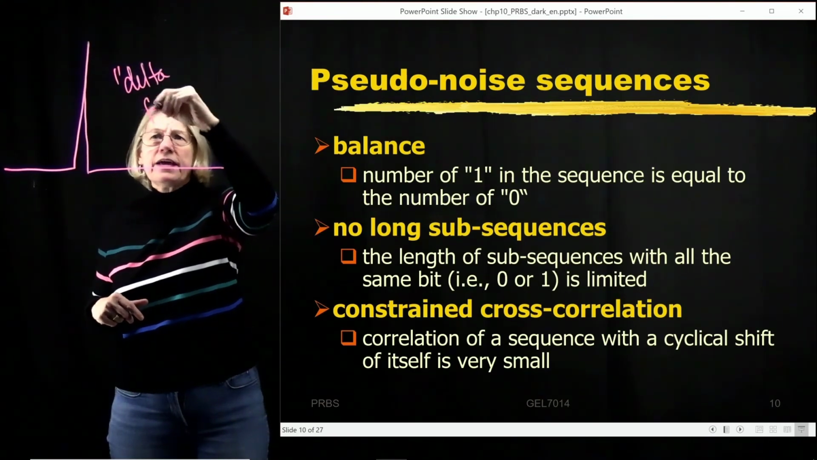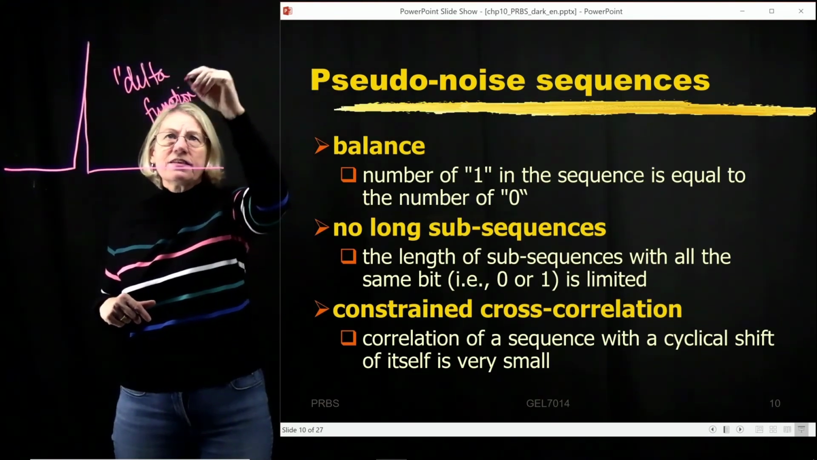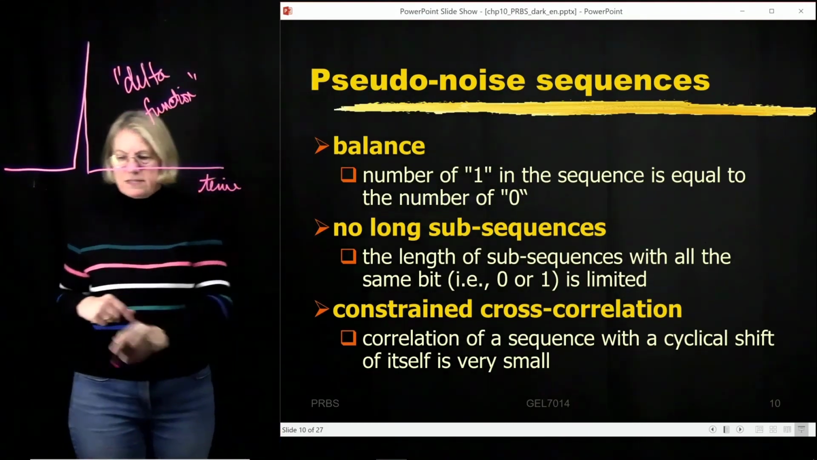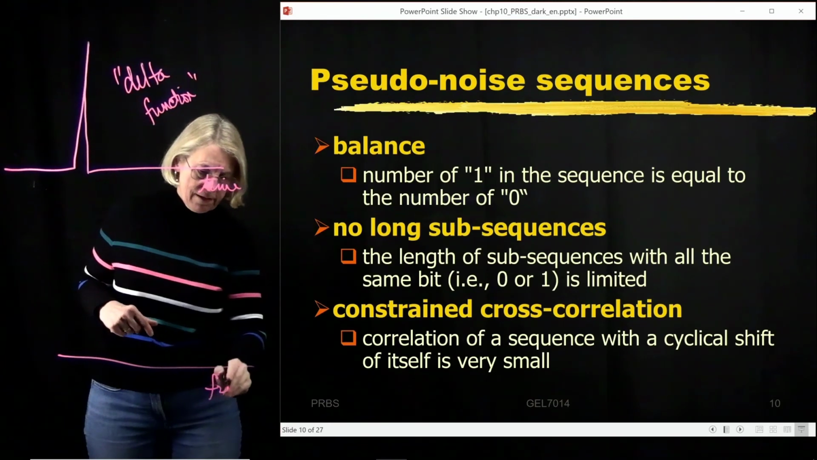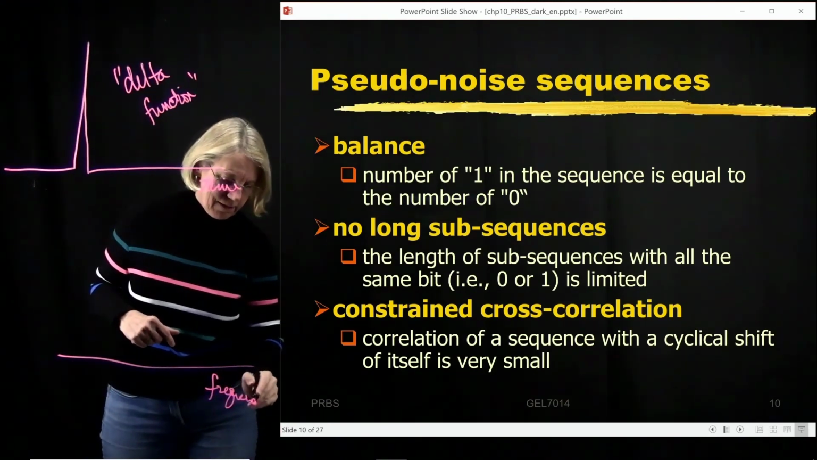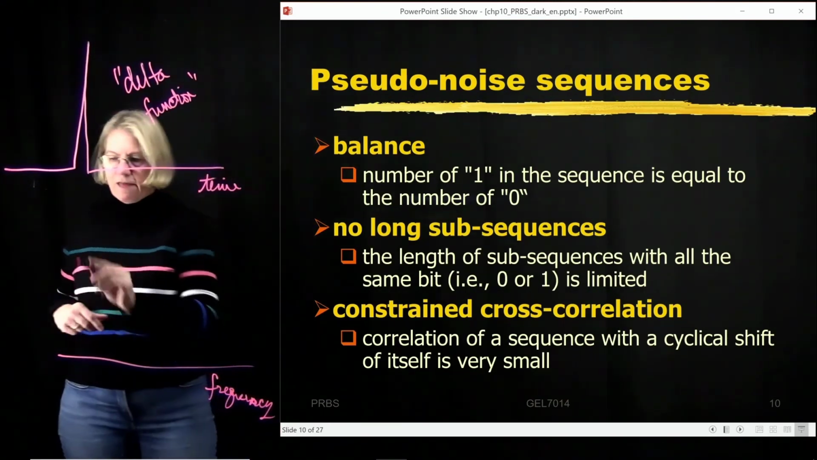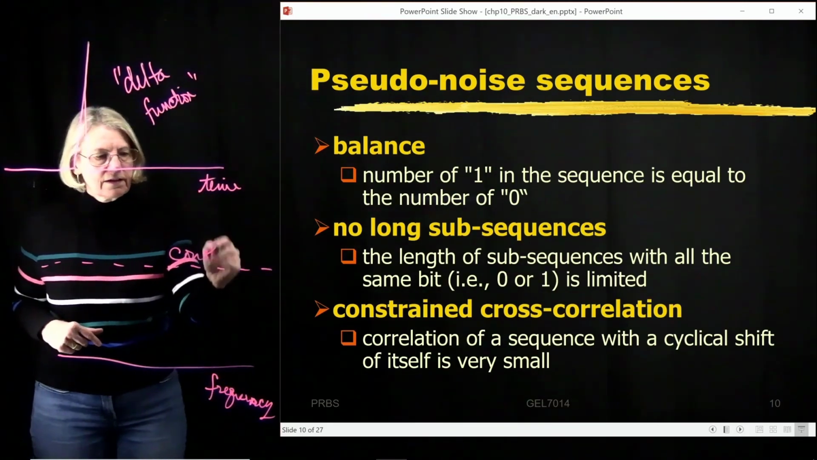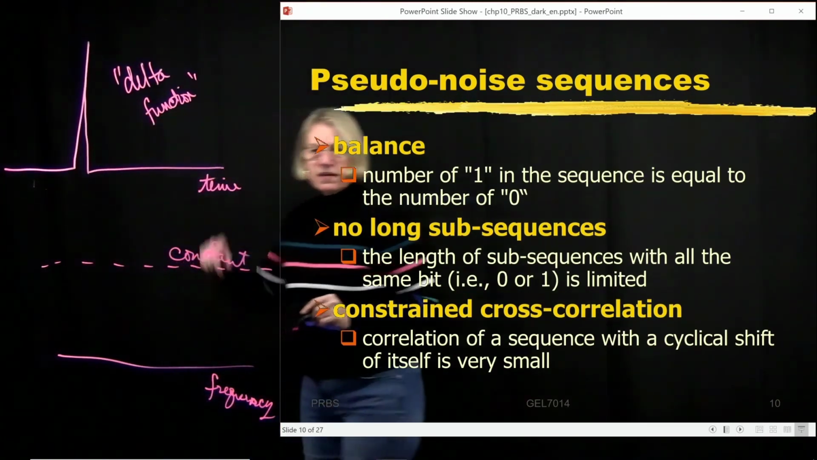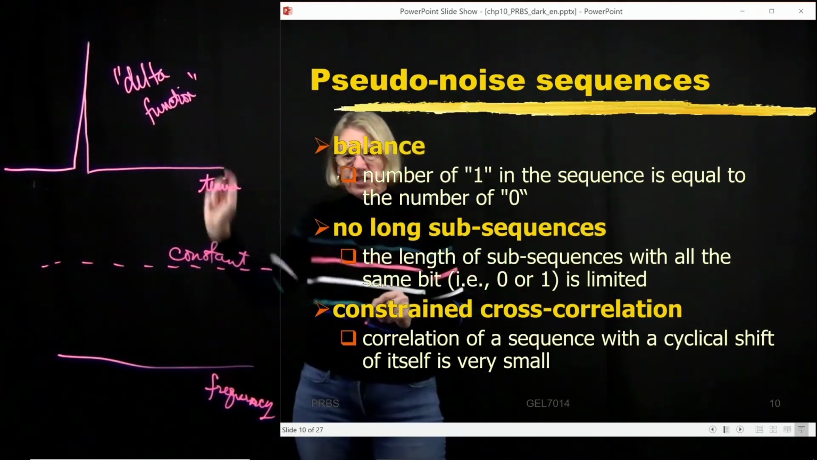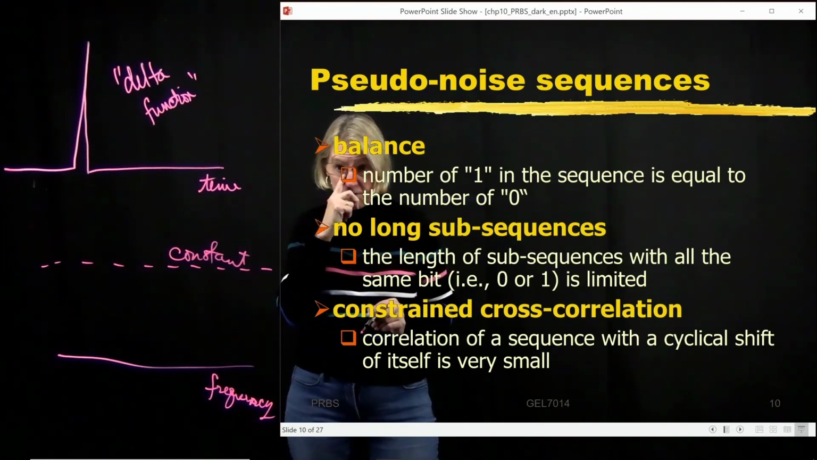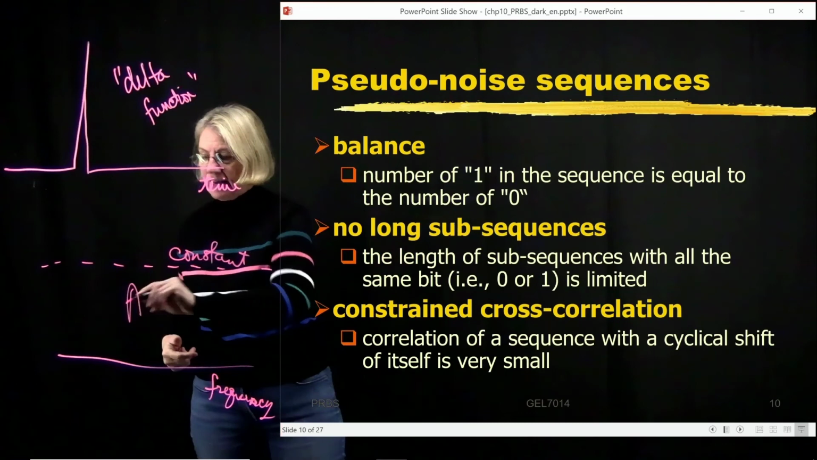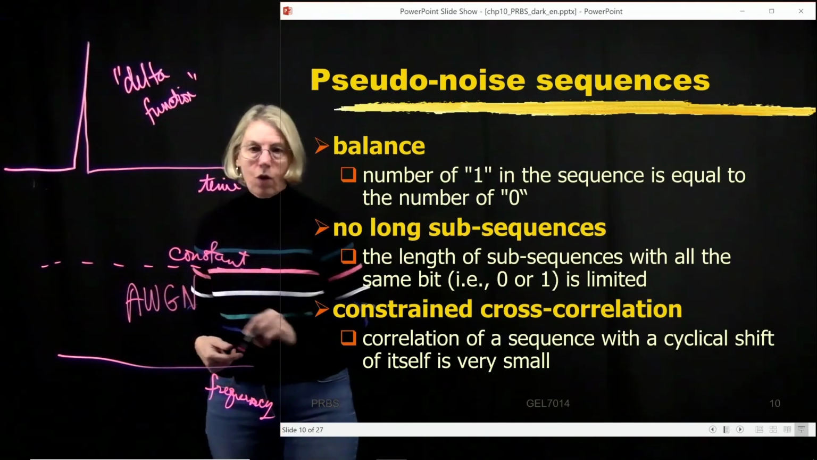And if we have a delta function in the time domain, what does that mean in the frequency domain? That means that in the frequency domain I have a constant. So in the time domain, when I have a delta function, in the frequency domain, the Fourier transform of that delta function is a constant. And that looks like additive white Gaussian noise.